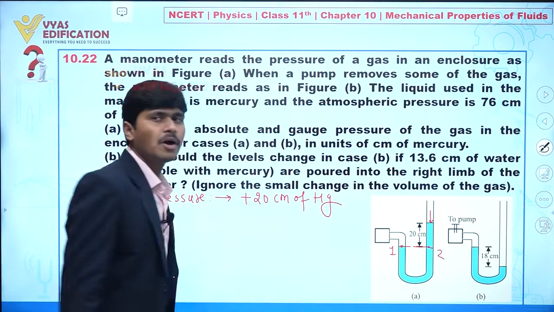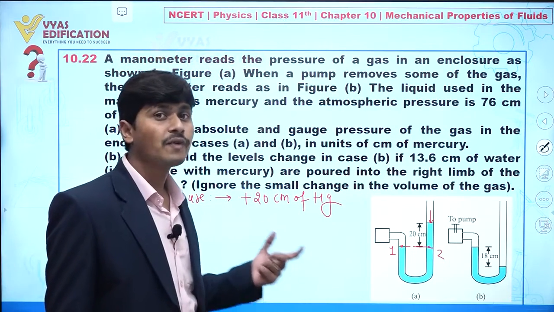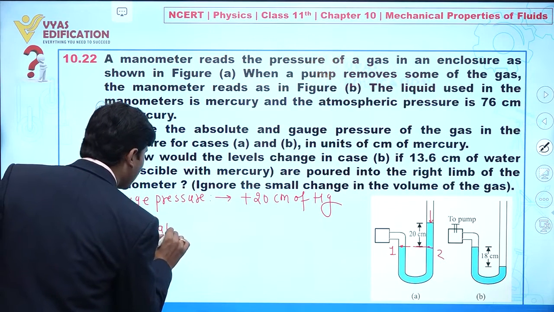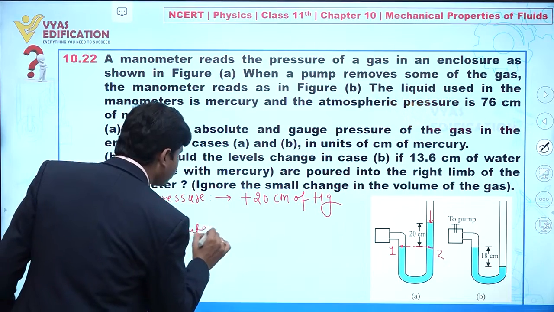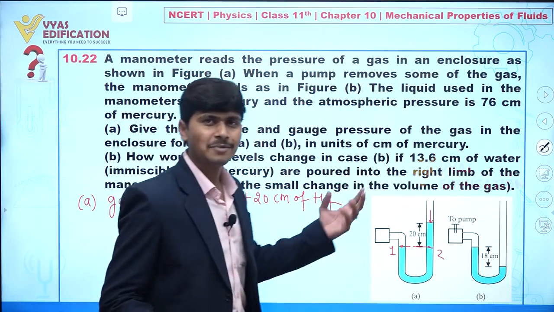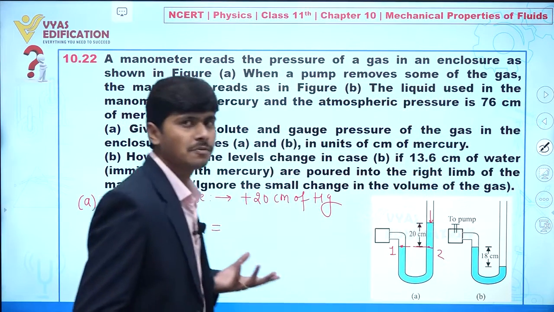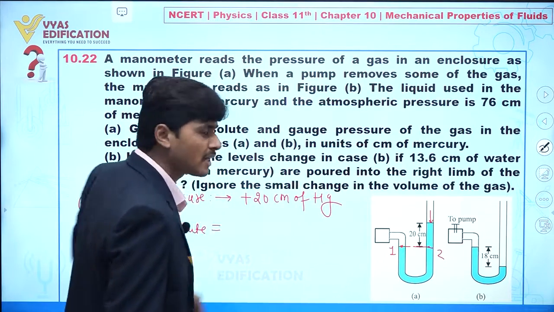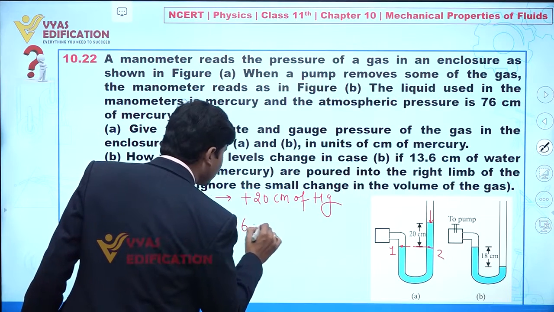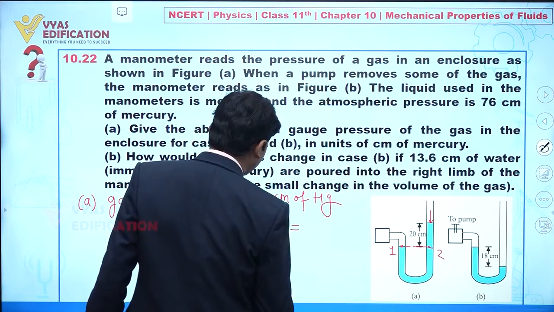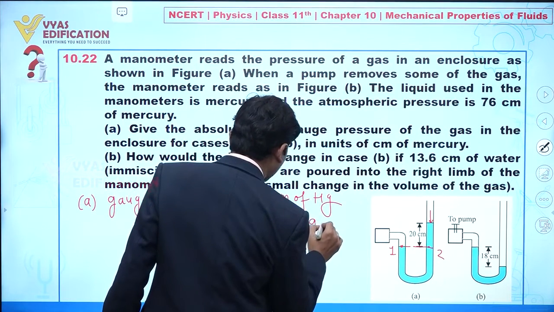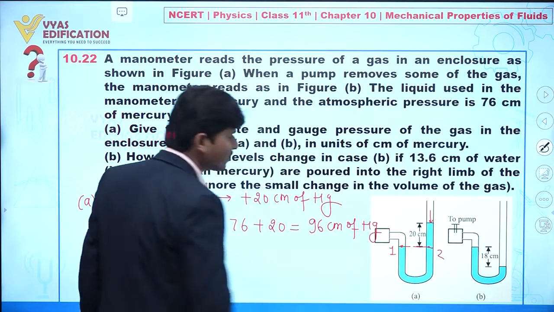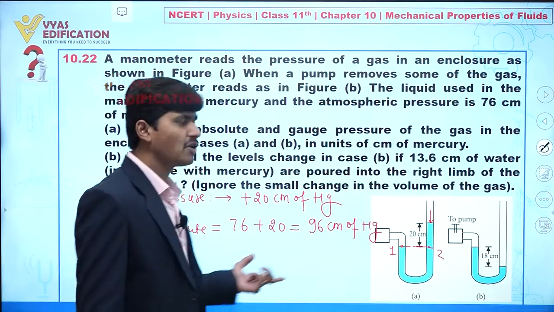But what about absolute pressure? Clear? We have to find absolute pressure in terms of centimeter of mercury. So I can say absolute pressure, atmospheric pressure we have 76 centimeter of mercury and gauge pressure we have 20 centimeter of mercury. So I can write like this: 76 plus 20, and we can say this is equal to 96 centimeter of mercury. Clear to you? 96 centimeter of mercury.